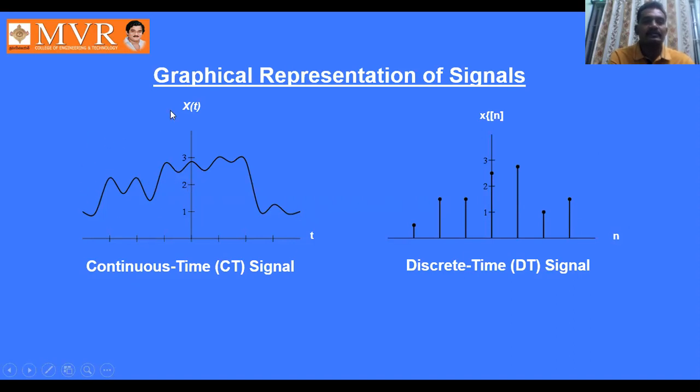It is continuously flowing from minus infinity to plus infinity. It is a continuous signal, represented by x of t. Whereas the discrete time signal is not continuous. This continuous time signal is frozen for some time, and it can be divided into equal intervals of time. These are all the equal intervals, and like this a discrete time signal is represented.